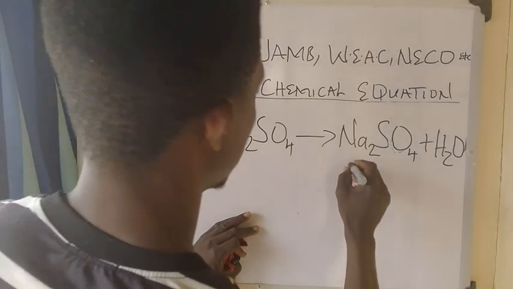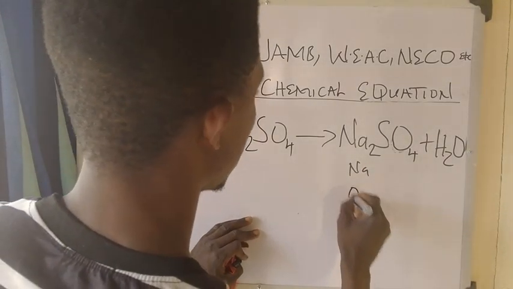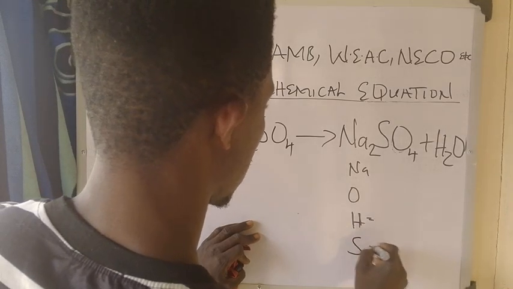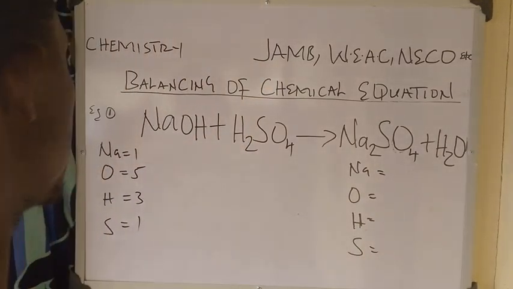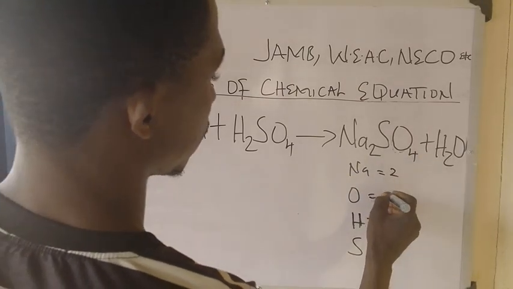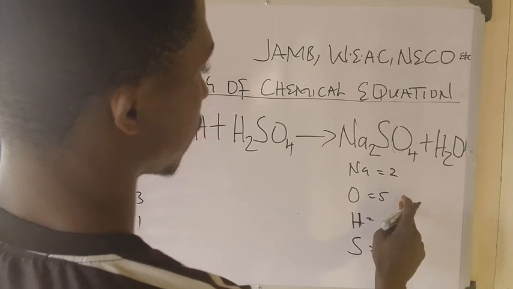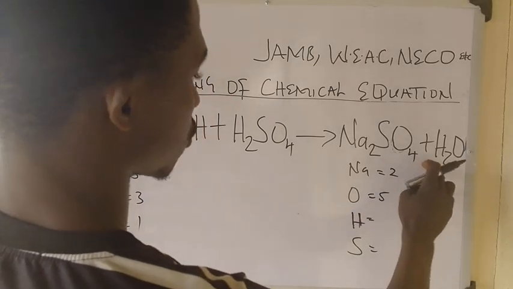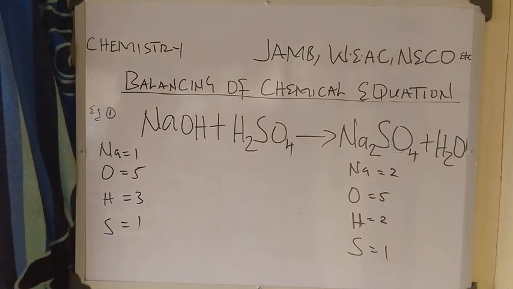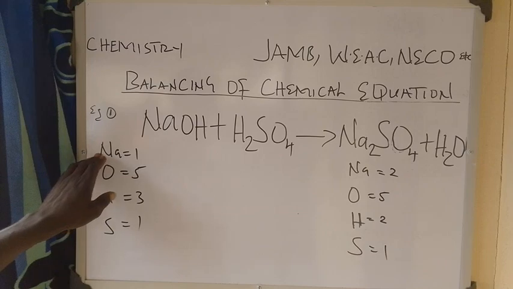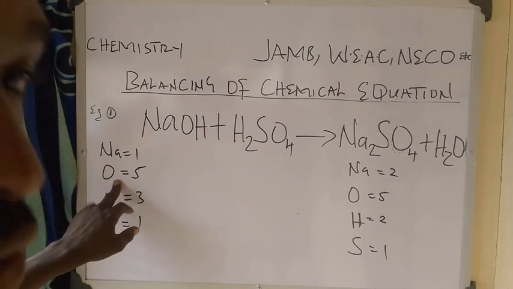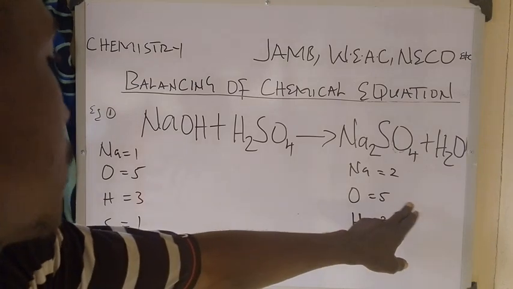Then you come back here again, bring out the same atoms. You have sodium, oxygen, hydrogen, then sulfur. So now, how many sodium do we have here? I have 2 sodium here. How many oxygen? It's still 5. Look at 4 here, plus 1 here, making 5. And how many hydrogen do we have? Just 2 atoms of hydrogen. Then sulfur, just 1. So as you can see, we have 1 atom of sodium here and 2 atoms of sodium here. 5 atoms of oxygen and 5 atoms of oxygen here.